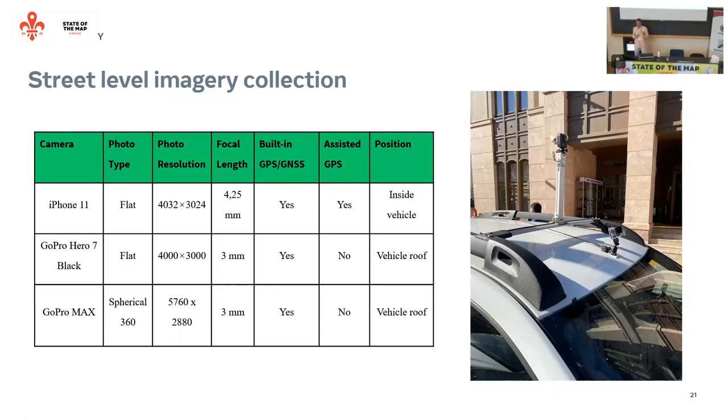One point I want to address is that the iPhone was located inside the car, and that also affects the visibility of the area. We will talk about it in the results. I will come back to how having the phone inside the vehicle affects completeness and positional accuracy. The rest of the devices were positioned on the roof of the vehicle. So you can see on the front I have the GoPro Hero, then I have the GoPro Max. All the mounts are do it yourself. I worked with a local manufacturer to build this GoPro mount.